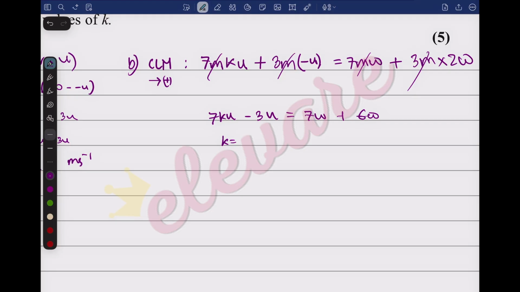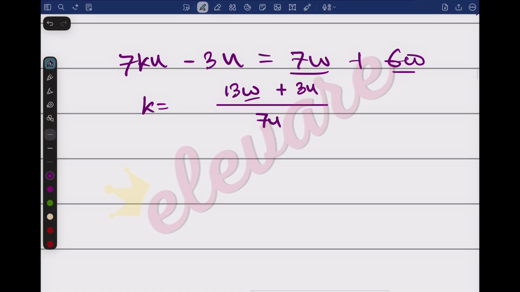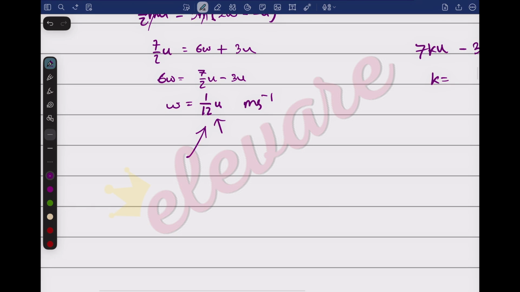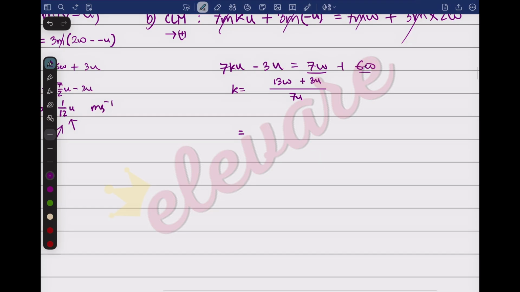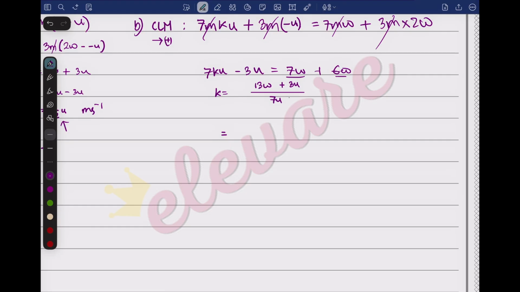Making k the subject, we get, what do we get? Okay, 7w plus 6w is 13w, so let's write that down. And the negative 3u comes to the other side, so we have plus 3u divided by 7u. That's it. That is the value of k. But, of course, we don't want this unknown w to be in the equation, right? We can further simplify this because we know what w is in terms of u. And we're supposed to get a numerical value of k, not some expression in terms of w and u.